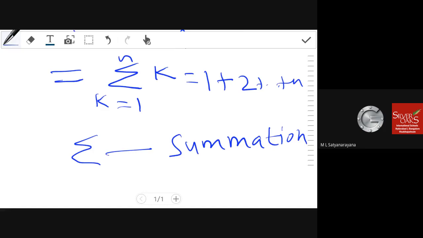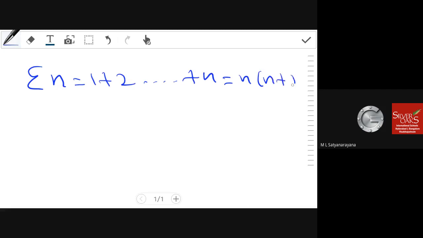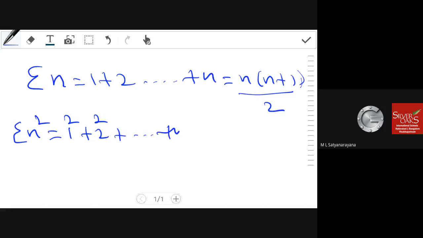Now what I want to explain to you is simply some notations again. If I write sigma n, the meaning is 1 plus 2 plus 3 so on up to n, and the formula we derived just now is n into n plus 1 by 2. Similarly, you have sigma n square. Sigma n square means 1 square plus 2 square so on up to n square, and this is called the sum of the squares of the first n natural numbers. And the formula is n into n plus 1 into 2n plus 1.